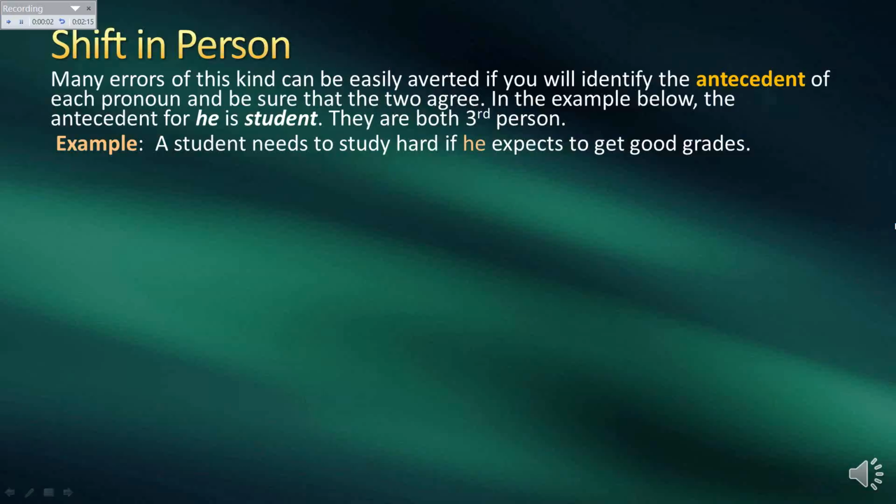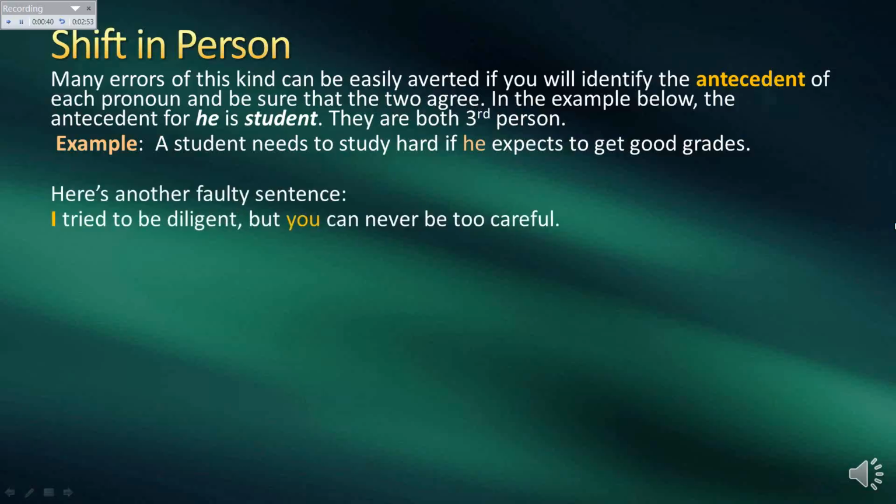Now, many errors of this kind can be easily averted if you will simply identify the antecedent of every pronoun and be sure that the two agree. In the example below, the antecedent for he is student. They're both third person. So you can see this. A student needs to study hard if he expects to get good grades. So on your test, the thing that you want to do is look at the pronoun wherever you find it. In this sentence it would be he, and immediately you stop and go look for the antecedent.